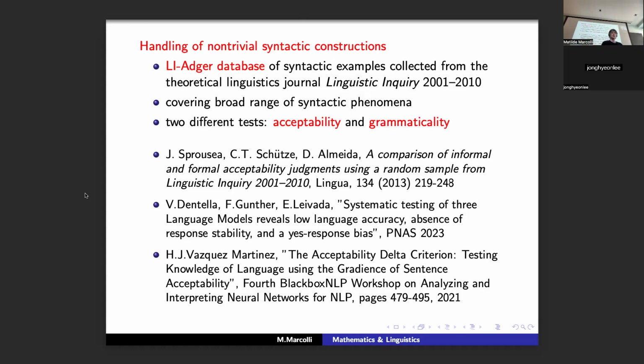First of all, there are two slightly different kinds of tests that one can do on this kind of syntactic example, and they're not exactly the same thing. One test is acceptability, and another test is grammaticality. Grammaticality is what a linguist will tell you.